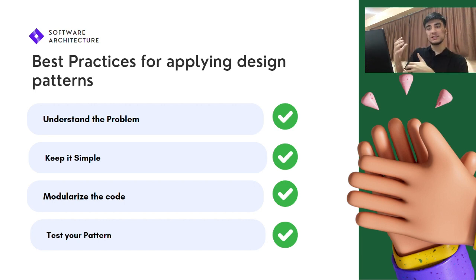A last best practice that I recommend for applying design patterns is testing our pattern. So always test your design patterns thoroughly to ensure they're working as expected. Write unit tests and integration tests to verify that your patterns are solving the intended problem and not introducing new bugs or issues. So these are the best practices for applying design patterns.